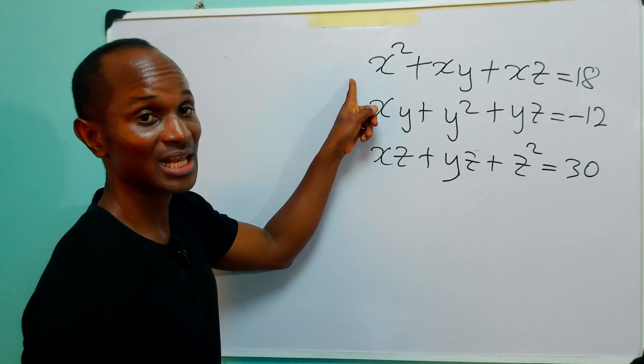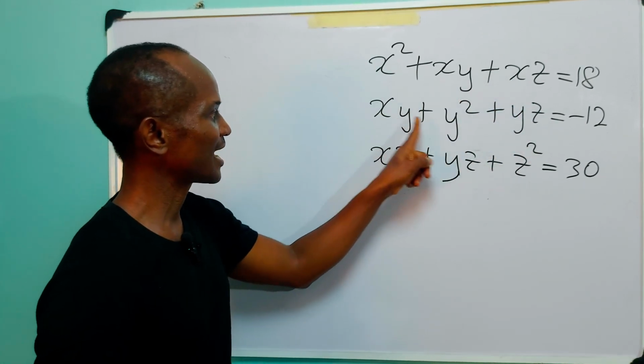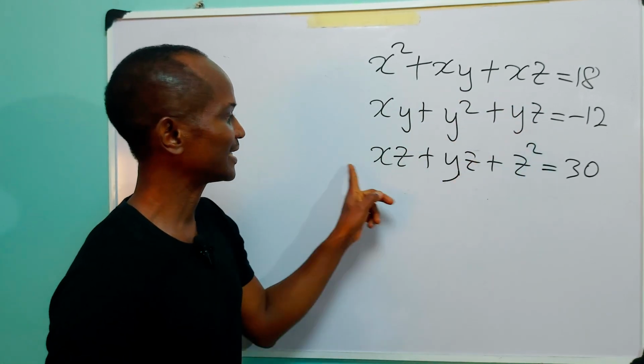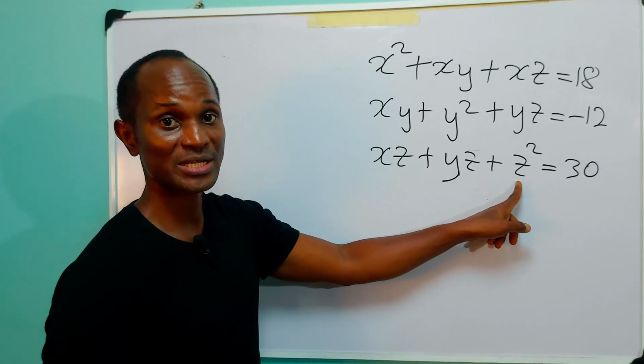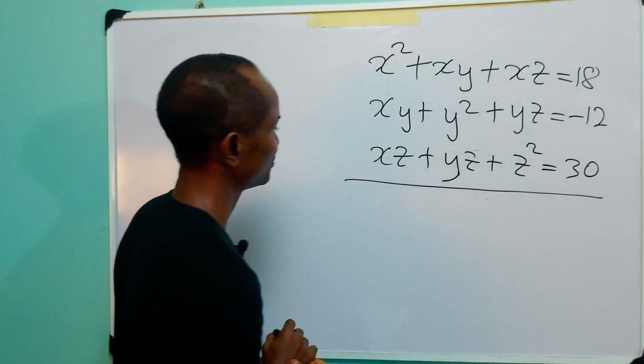For instance, in the first line, we have x in every term. In the second line, we have y in every term. And in the third line, we have z in every term. So we can start by factorizing out these common unknowns.